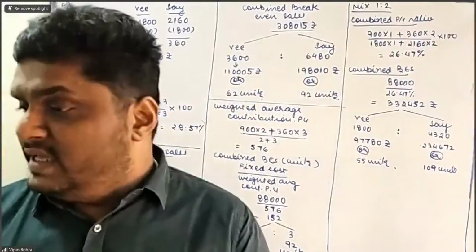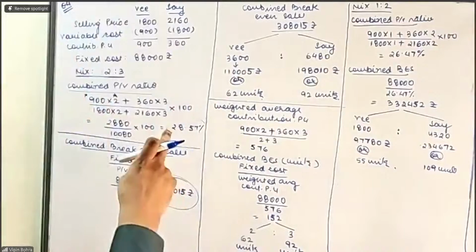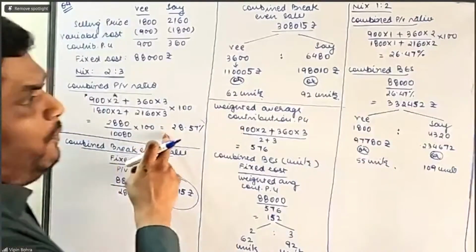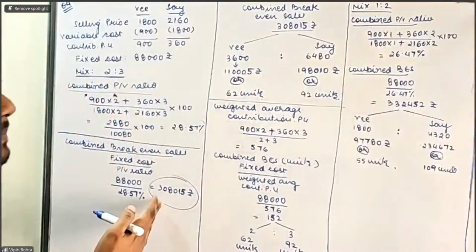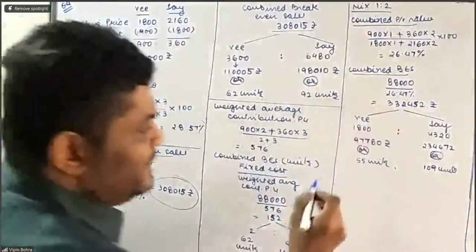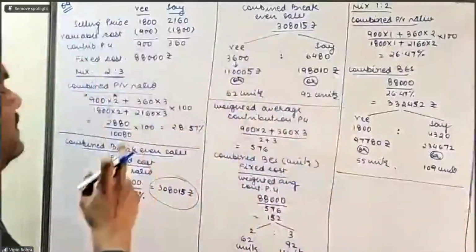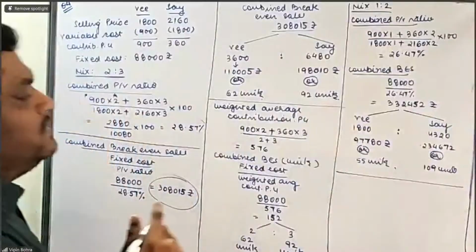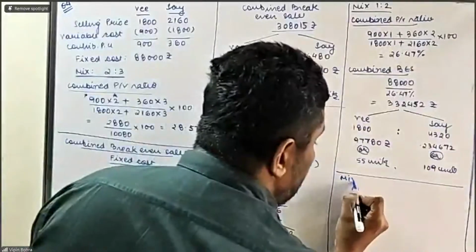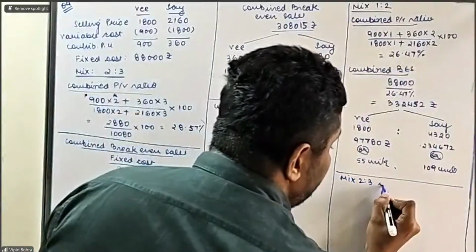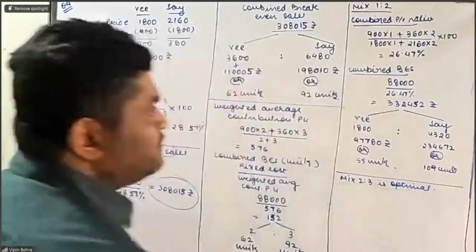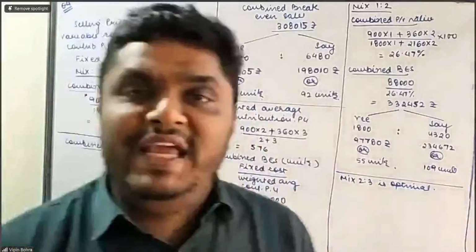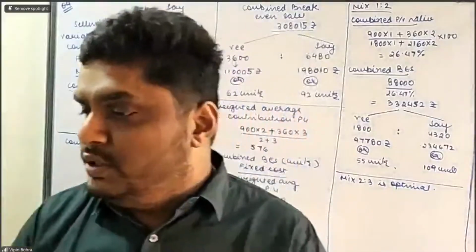So herein we can say that the combined PV ratio here is 28.57 and here it is 26.47. Even the break-even sales also is on the higher side. So we can say the mix 2:3 is optimal, because the break-even sales is less and the PV ratio is more.